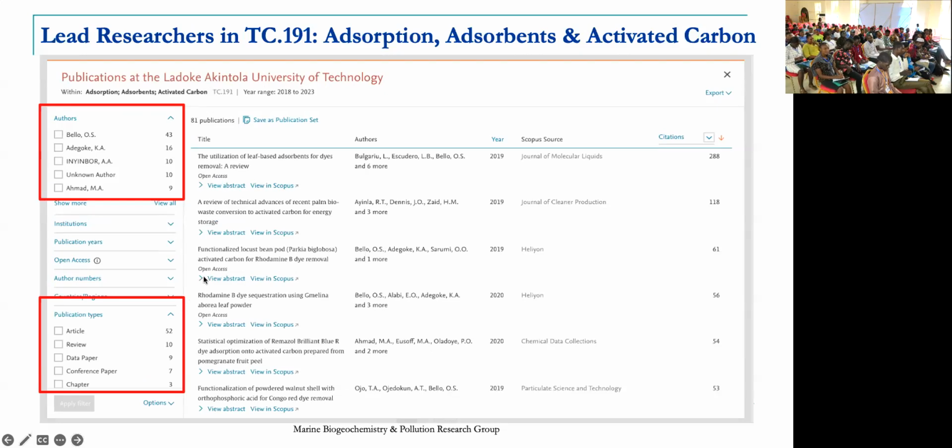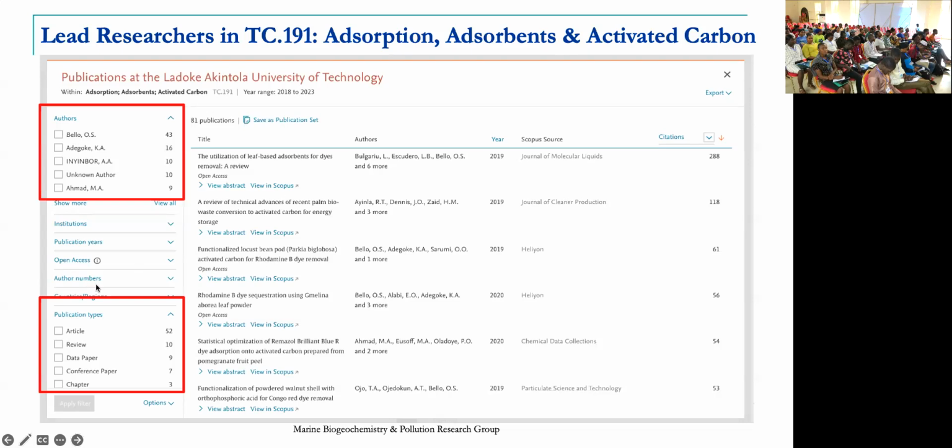Again, these are the top 5 researchers in your university conducting research in a green chemistry-based topic, topic cluster 191, and that has to do with adsorption, absorbance, activated carbon. Let me commend all the researchers working in these areas. There's still more work to be done. We have Professor Bello and others. This is quite good. You should keep up the good work, and you need to publish more in this field.